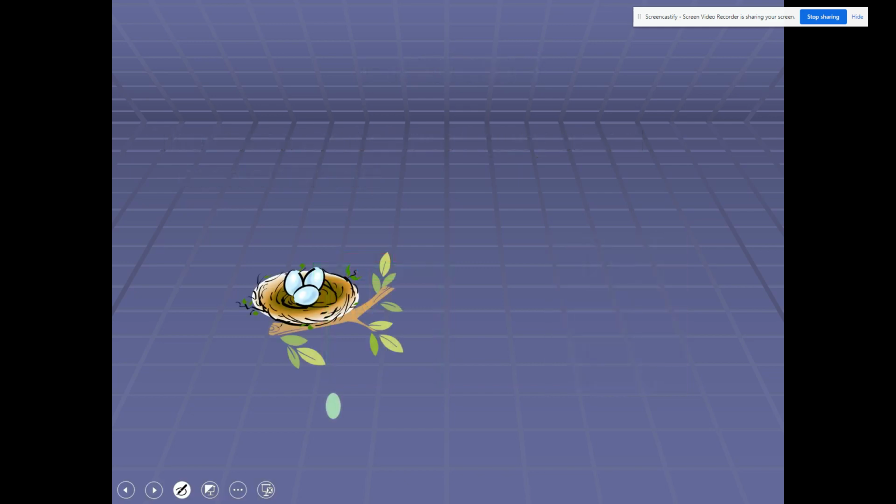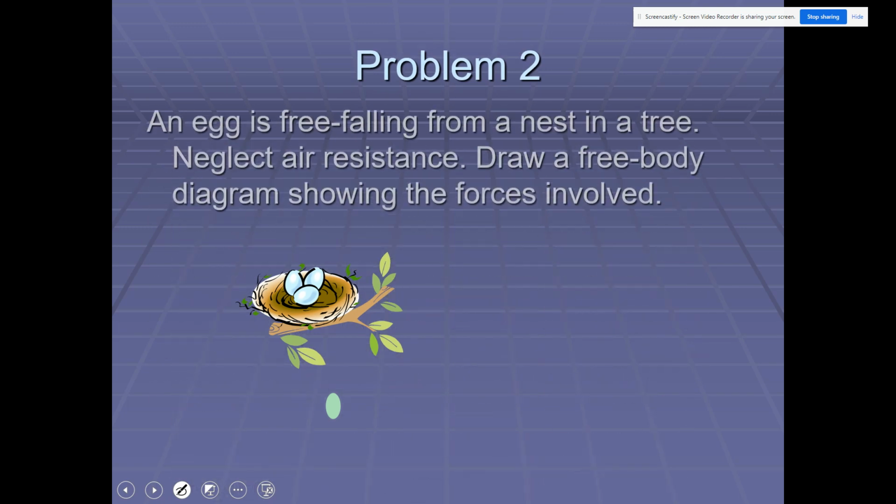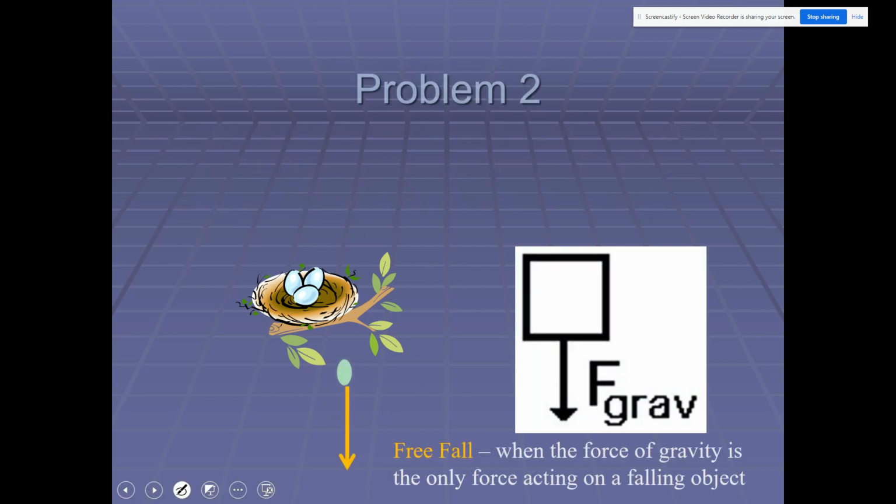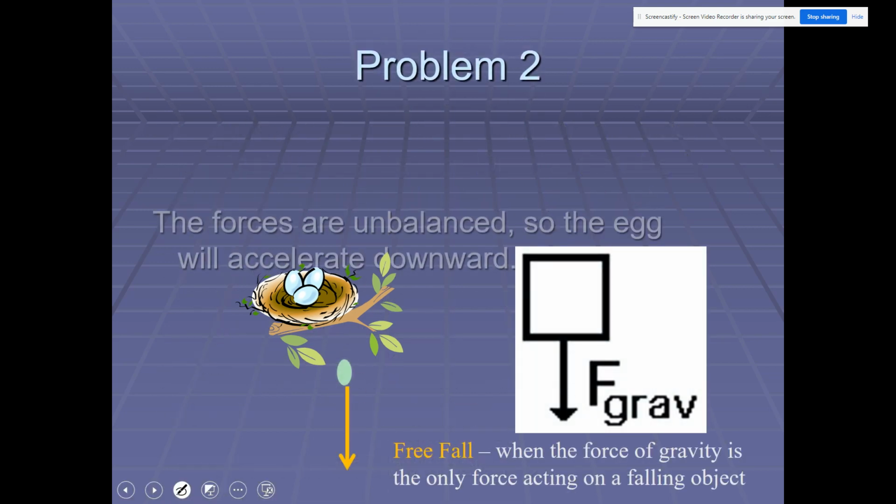Problem number 2. An egg. It's free falling from a nest in a tree. Neglect the air resistance. Well, just pretend it doesn't exist. Draw a free body diagram. So I'm going to draw a box to represent the egg that is falling. And here is the force of gravity pulling on the egg that's falling. It's not resting in the nest, so there's no normal force. And it's not going right or left. There's no forces right or left. So that is it. The free body diagram is straight down.